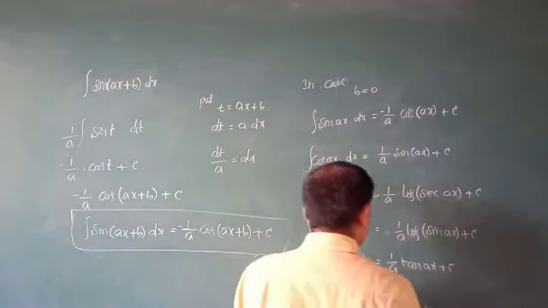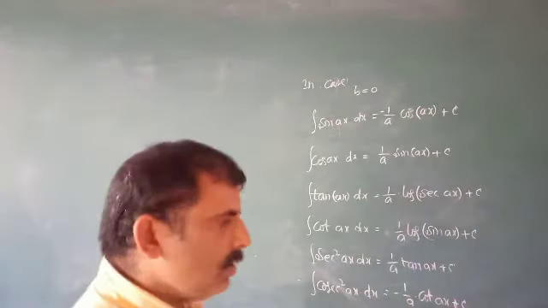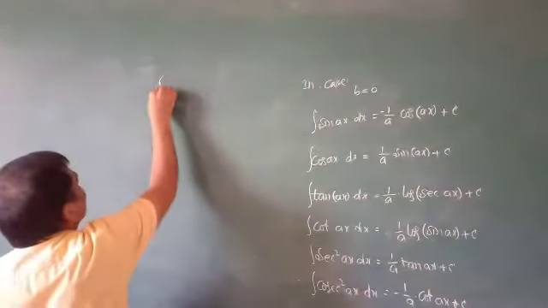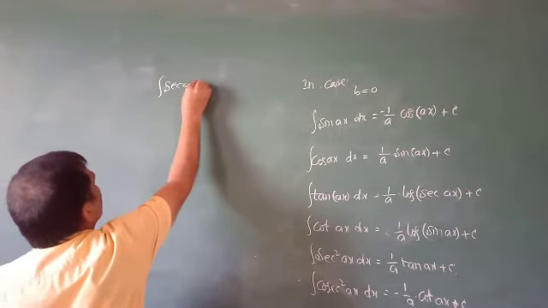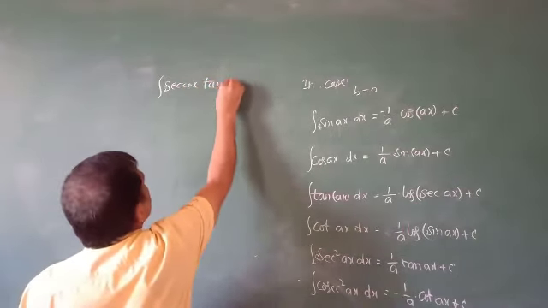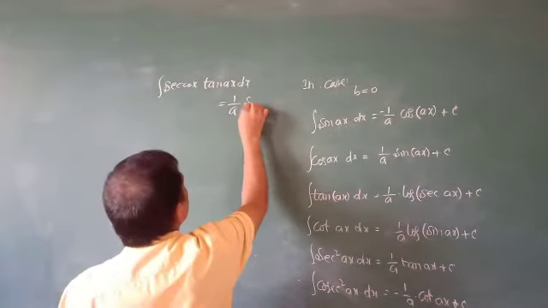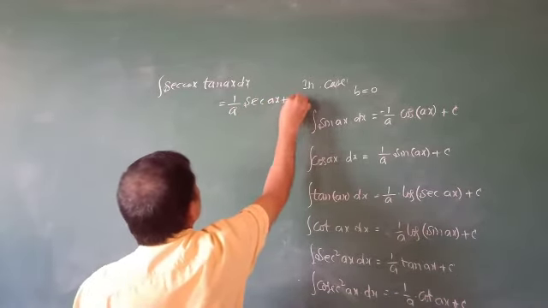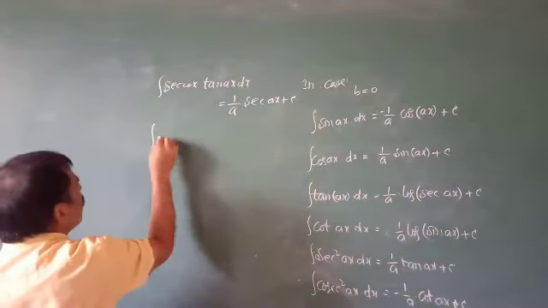Next one is integrate of secant ax into tan ax with respect to x is equal to 1 by a into secant ax plus c. Integrate of cosecant ax into cot ax with respect to x is equal to minus 1 by a into cosecant ax plus c.